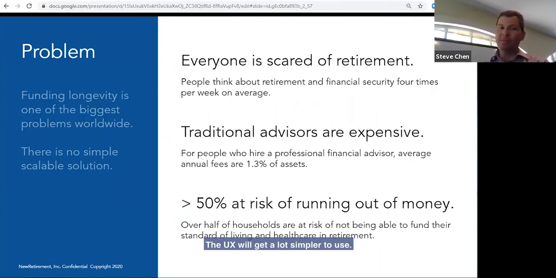The UX will get a lot simpler to use. And then Bill is more fully integrated with our team around delivering advice for our users. We're scaling that. And this slide gives a little bit of a picture of some of the problems that we see out in the market that we're trying to address, which is really, make it a lot cheaper, and give people a different look at their plan.